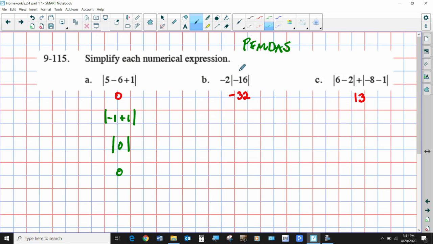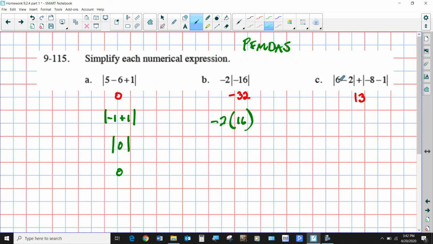Here we must find the absolute value first. So we have to take -2 and we're multiplying it times the absolute value of negative 16. Remember, when you have a number next to parentheses, it means you're multiplying them if you don't see any sort of operation symbol in between there. Well, that's what we're doing here as well. So since I know that the absolute value of negative 16 is 16, I'm just going to replace the absolute value bars with parentheses and replace the negative 16 with positive 16. And that's how you get negative 32.